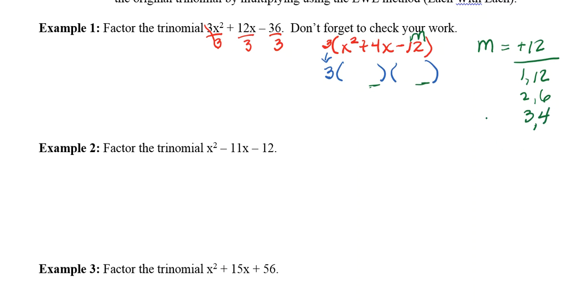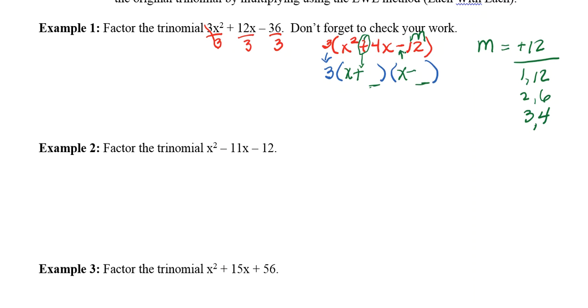Okay? Now let's go ahead and go to the front. What times itself is x squared? That's x and x. X times x is x squared. Whatever this front sign is, you want to bring it straight down. Now ask yourself, a positive times what makes a negative? Well, to get a negative, their signs have to be opposite, so a positive times a negative will give you a negative 12.